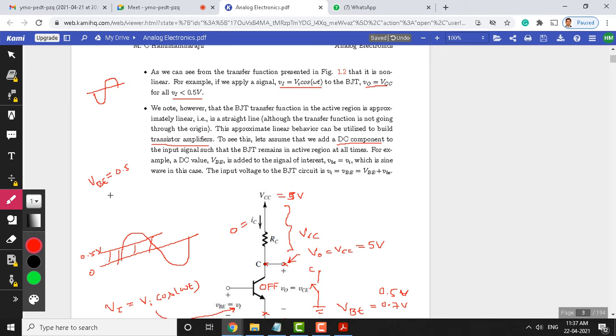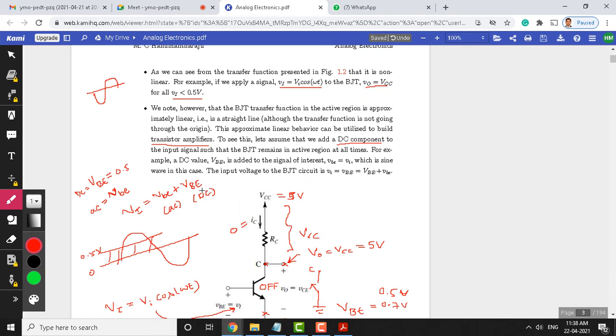So, let me show here. Look, we indicate the AC signal with small v, small b, small e. This is AC, this is DC, this is AC. So, the overall input signal, let us write like this: small v capital I is nothing but VBE DC plus vbe AC. This is the AC component, this is the DC component.